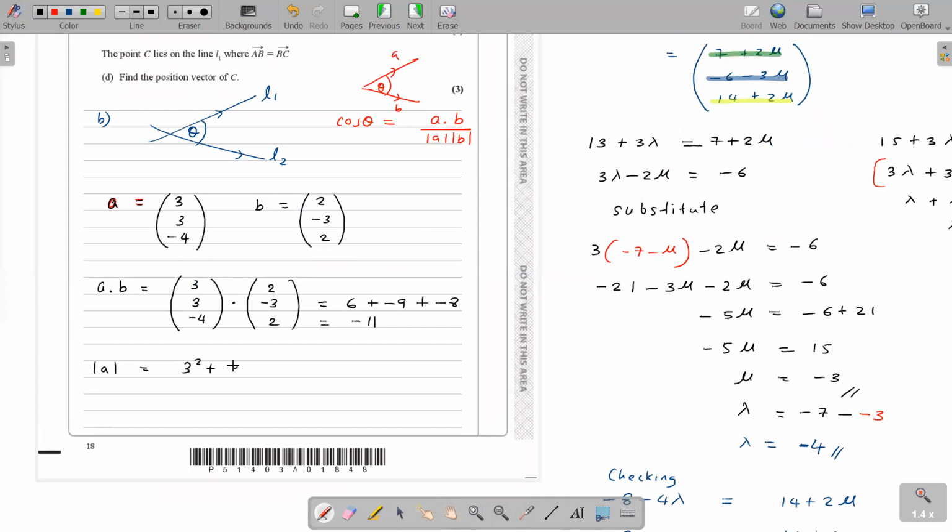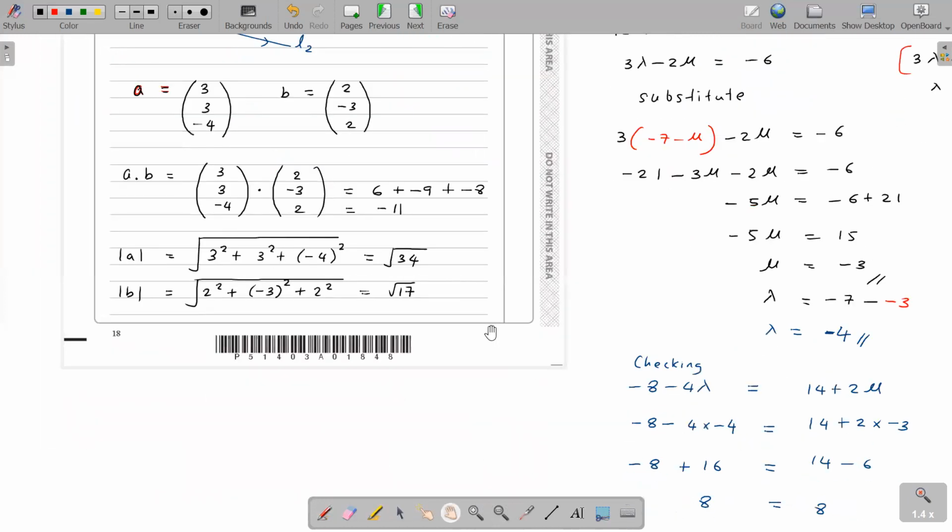Modulus A is root of 3 square plus 3 square plus minus 4 square. How much is this? Root 34. Modulus B will be root of 2 square plus minus 3 square plus 2 square, which is root 17. So now we are ready to go with the equation. Cos theta equals A dot B, which is minus 11, divided by root 34 into root 17.